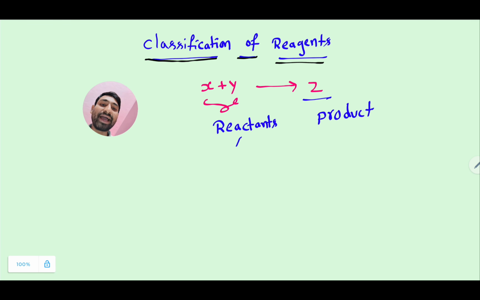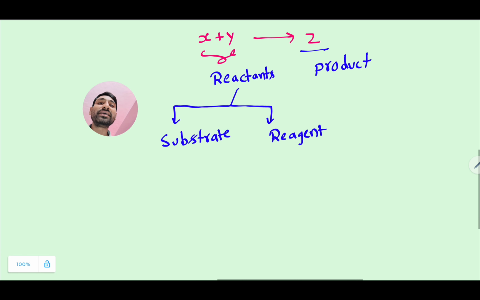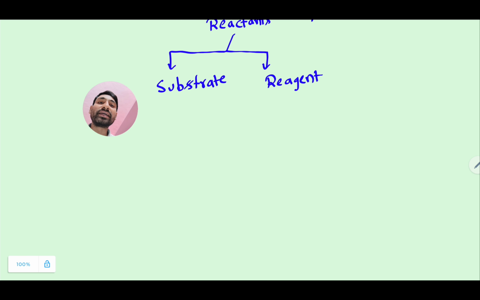Now reactant has two categories. The first one is substrate. The second one is called reagent. So reactant is divided into two categories: first substrate, second reagent. Substrate is nothing but the main reactant.